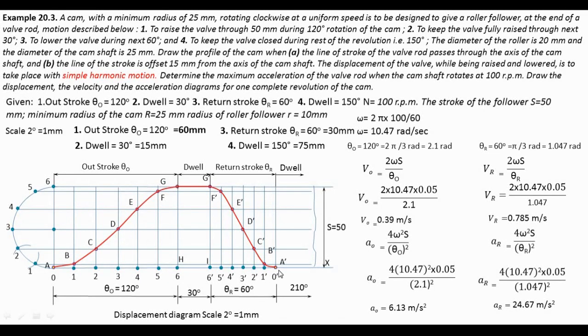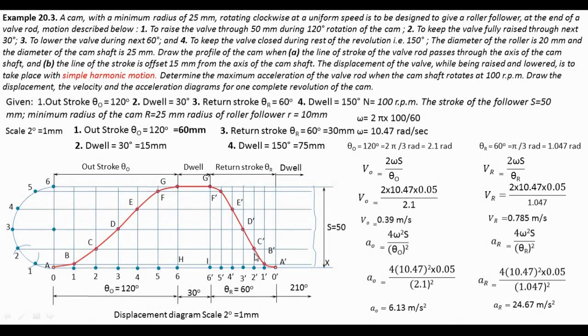Similarly, for the return stroke, same thing will happen. At point 6 dash, the follower will be at maximum position and it will be at the state of rest. So at this point, the velocity will be again 0 because displacement is 0. But when the follower moves towards the downward side, it will have some displacement, so the velocity is going to increase. At point D, velocity will be maximum for the return stroke.